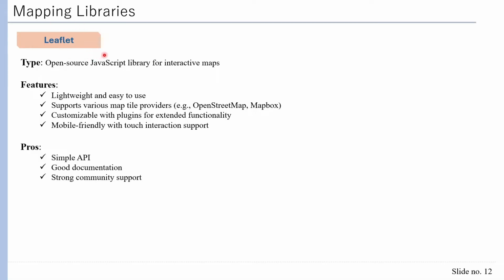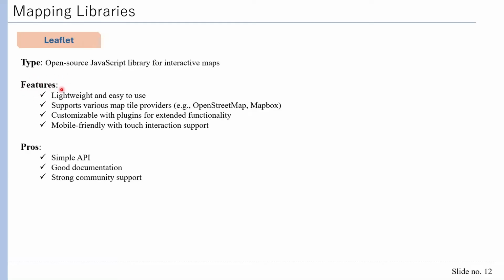The first mapping library is Leaflet. Leaflet is an open source JavaScript library for interactive maps. So Leaflet is open source and it is based on JavaScript. It is a JavaScript mapping library.